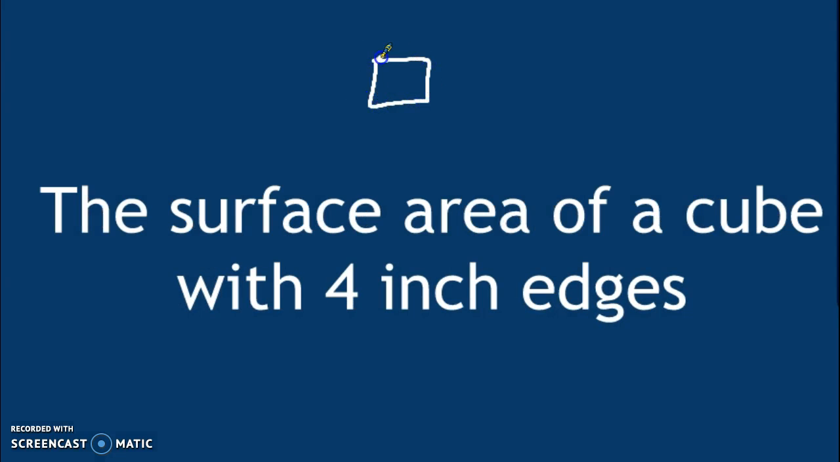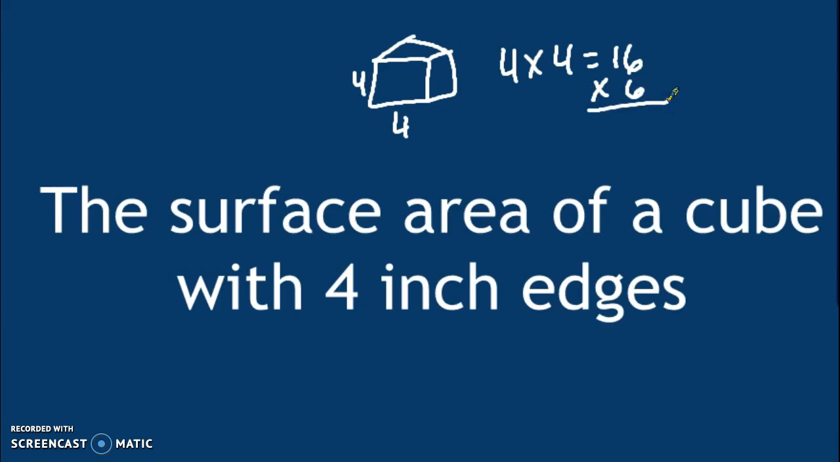What is the surface area of a cube with 4-inch edges? 4 times 4 is 16, so 1 square is 16. We have 6 spaces. 16 times 6 is 96 square inches.